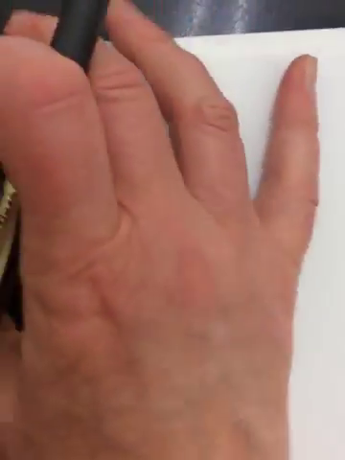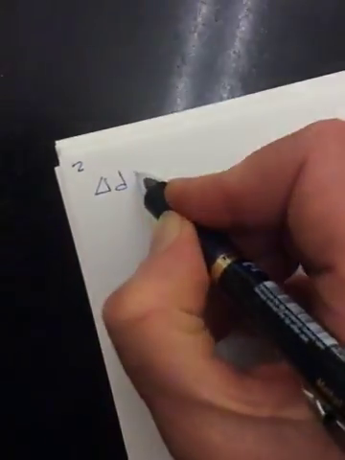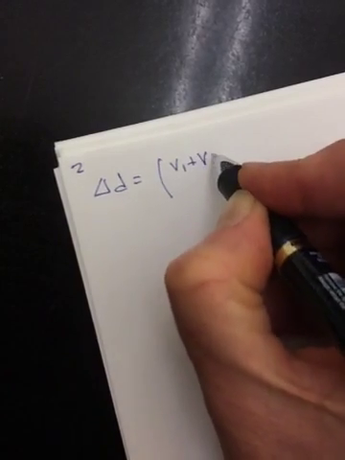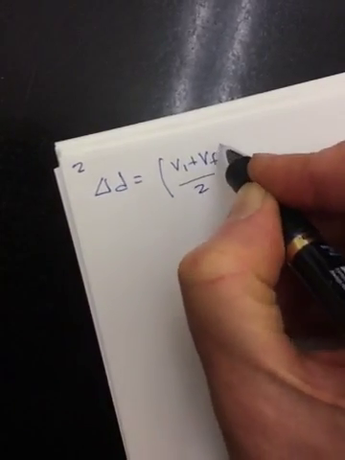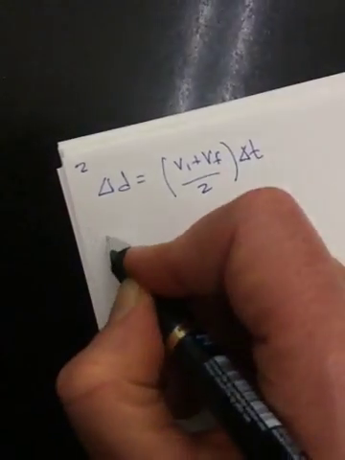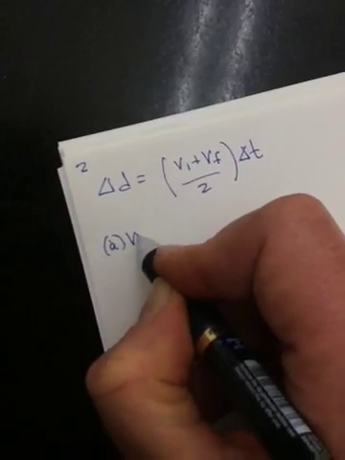All right, I'm not actually stopping the video. Oops, my hand is causing glare. So the equation for number 2 is delta D is equal to VI plus VF divided by 2 times delta T. Okay, and in A, it wants us to rearrange for VI.